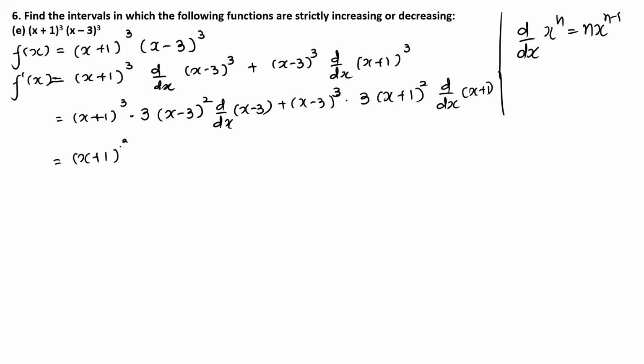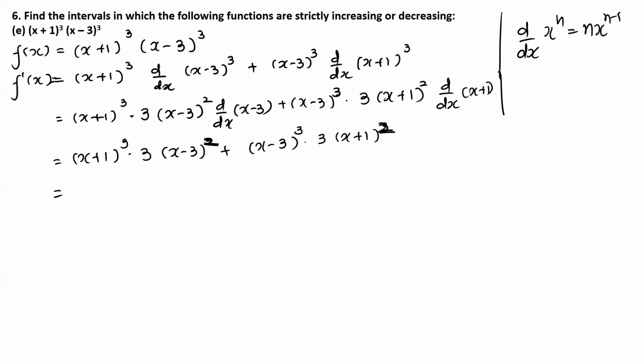X plus 1 cube into 3 into x minus 3 whole square. It is x minus 3: the differentiation of x is 1 and of minus 3 is 0, so it's 1 only. No need to write it. So let's leave it like this. Plus x minus 3 whole cube, 3 x plus 1 square. Let's take 3 common, x plus 1 square common, x minus 3 square common. Here it is 2, by the way.